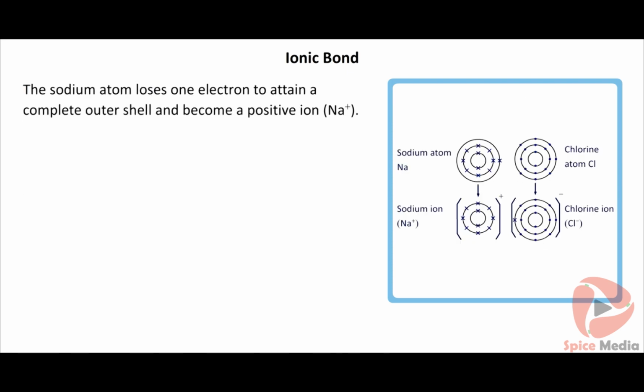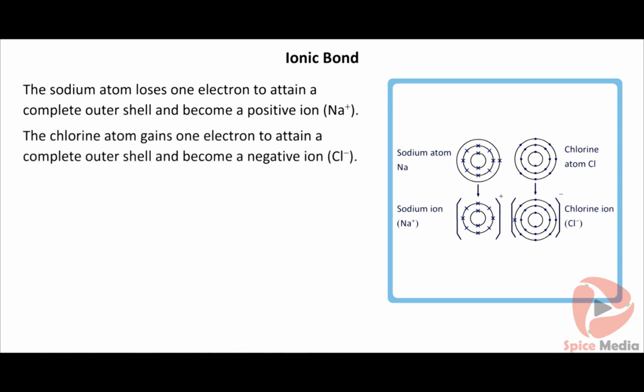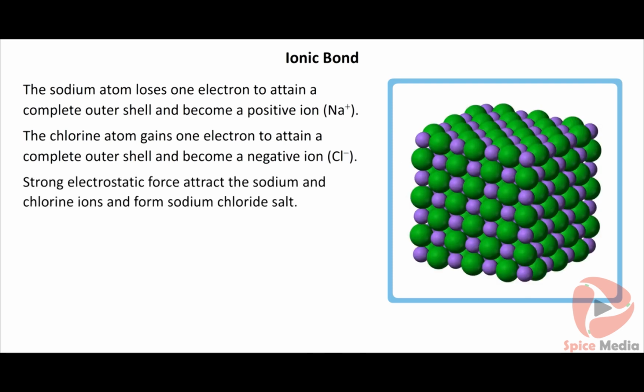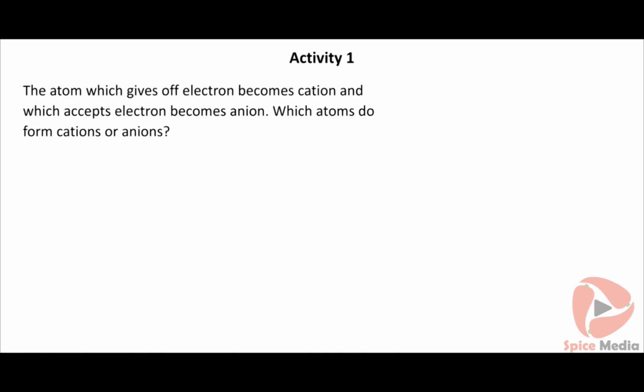The sodium atom loses one electron to attain a complete outer shell and become a positive ion, Na+. The chlorine atom gains one electron to attain a complete outer shell and become a negative ion, Cl-. Strong electrostatic force attracts the sodium and chlorine ions and forms sodium chloride salt. The atom which gives off an electron becomes a cation, and which accepts an electron becomes an anion.